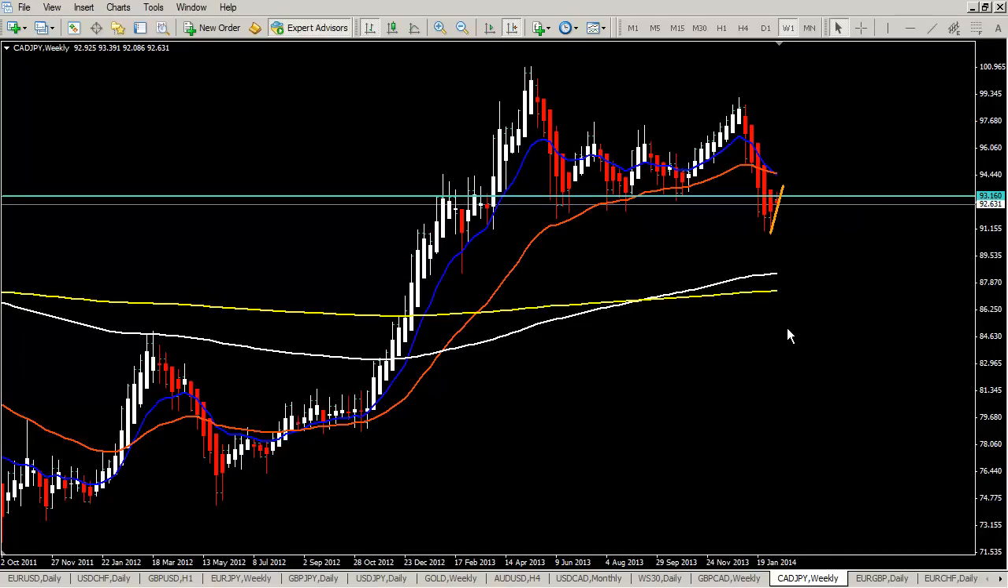These are the most important pairs that we are watching. We're looking for setups there to reinstate or to manage existing positions.